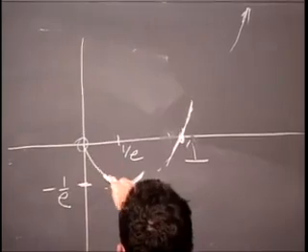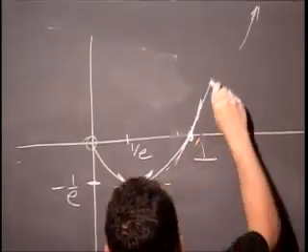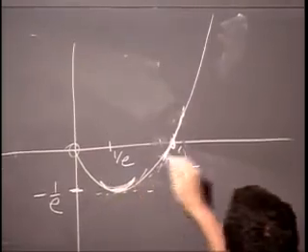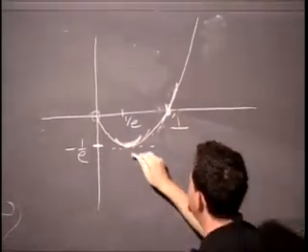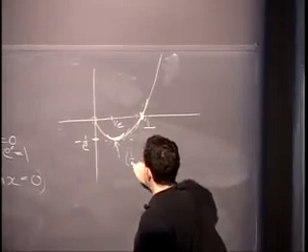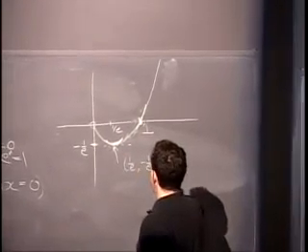So actually, I kind of made a mess. You can tidy it all up. But the curve must look something like this. It has a minimum at (1 over e, minus 1 over e).